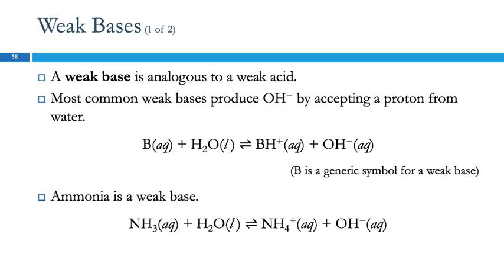A weak base is a little bit like a weak acid. Most of the common weak bases will produce hydroxide ion, which is the definition of a base, by accepting a proton from water. So here we can use B as a stand-in for weak base. The weak base will interact with water and take that proton, that hydrogen ion, from the water, resulting in the production of hydroxide. So the weak base doesn't actually have hydroxide in it, like the strong bases do, but it still creates hydroxide ions.